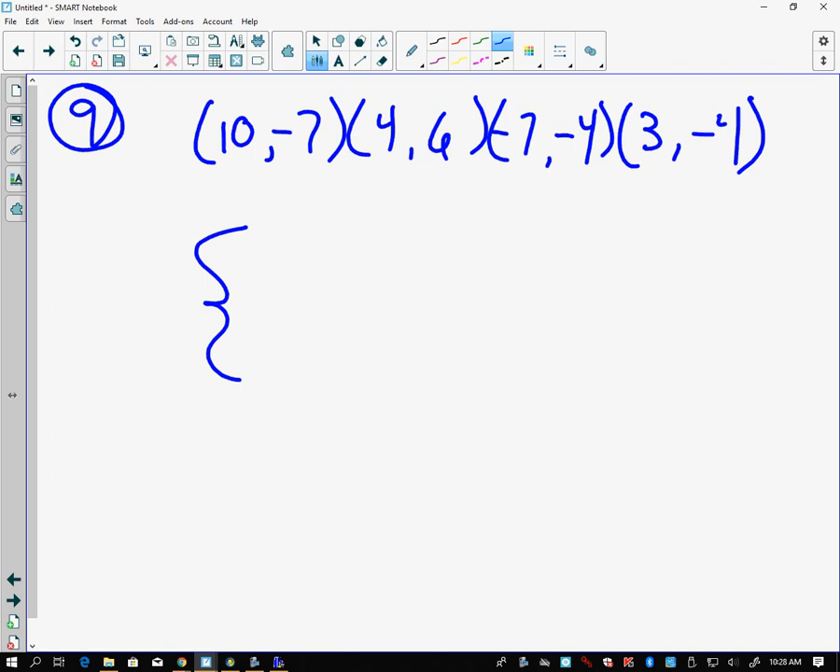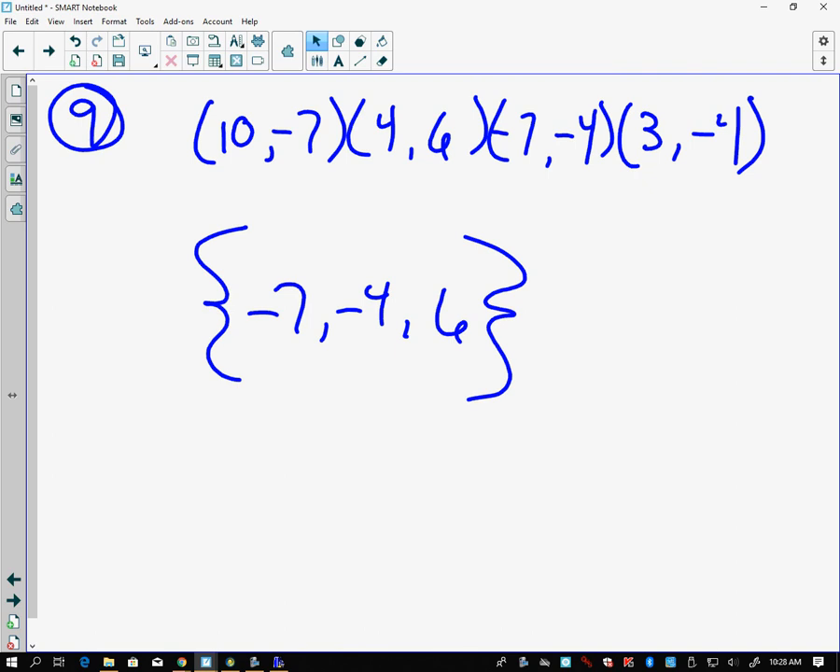-7, -6, -4, -7, -4, and 6. Why that instead of the other? We want them in order from least to greatest. And we don't need to repeat anything that shows up more than once, correct? If they were asking for the domain on this, we would use the x values, right? So we would wind up with -7, 3, 4, and 10, right?